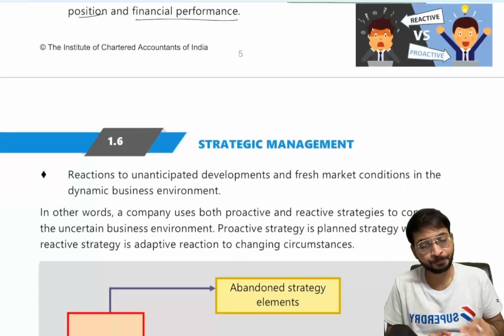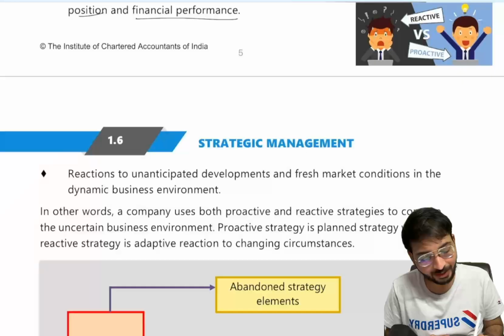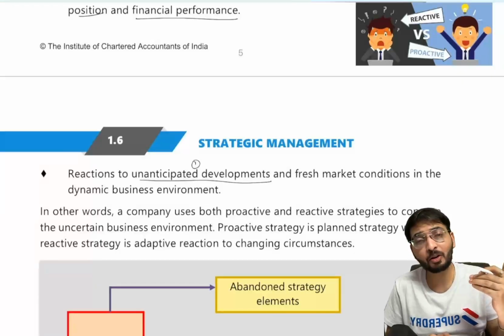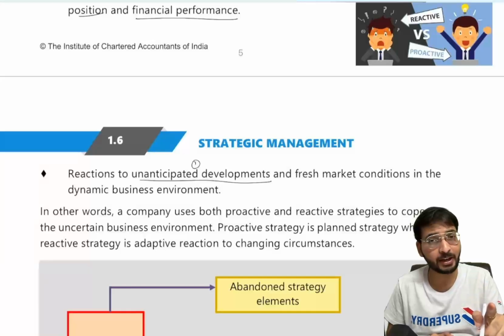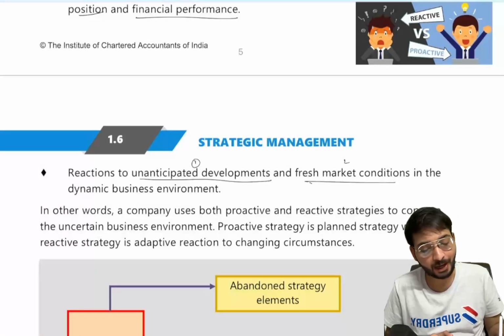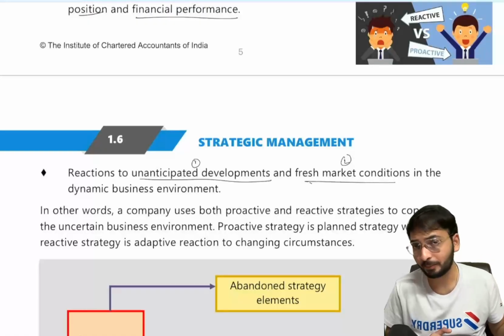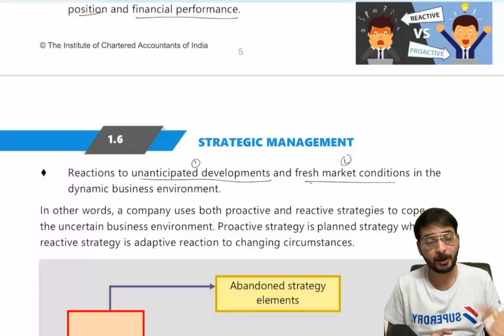Now, second one, why do companies follow a reactive strategy? Number one, when there are unanticipated developments: you didn't anticipate that your competitor coffee shop would be coming. So, unanticipated developments. And the second one is what? When there are fresh market conditions. So, what do you have to do? You have to immediately jump onto something called a reactive strategy.